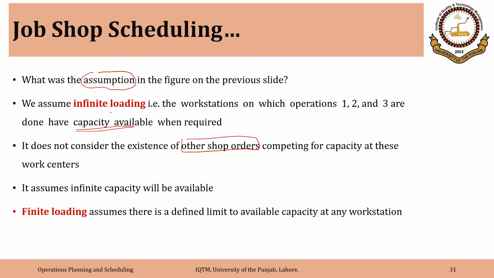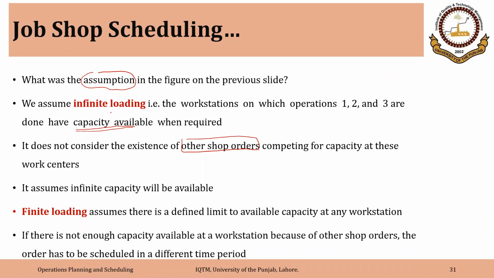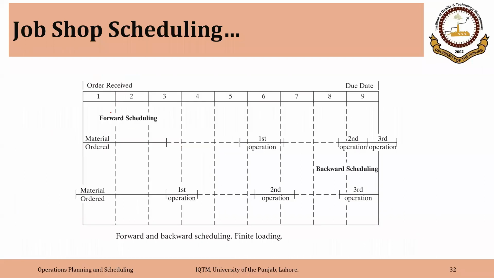But finite loading assumes that there is a defined limit to available capacity at any workstation. So if there is not enough capacity available at a workstation because of other shop orders, the order has to be scheduled in a different time period. So we will see how that is done, but this is just an example to show, for the same example that we saw, this is where we received the order, but the machine was not available. So this much is the wait time, someone rightly mentioned. So this is the queue time.